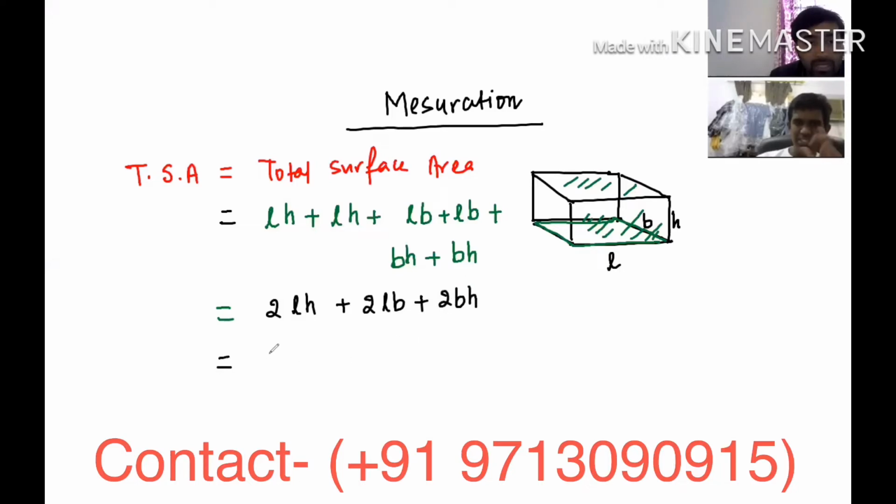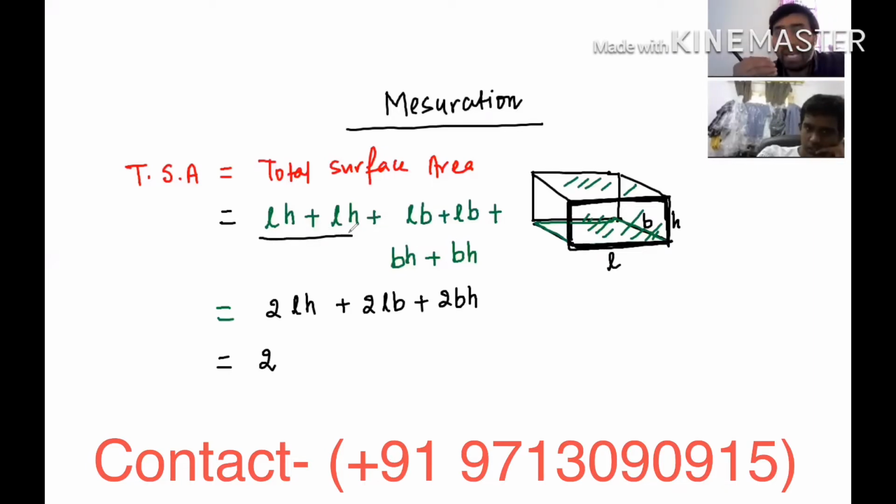I didn't understand this. Can you say it again? How did the 2LH come? See, this is the length and this is the height. If we have to find the area of this figure, how much will it be? L times H. Yes, sir. So 2LH comes.